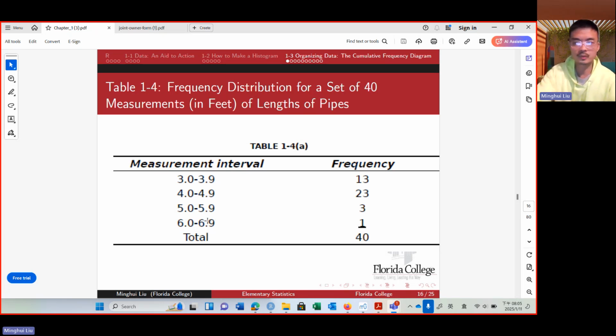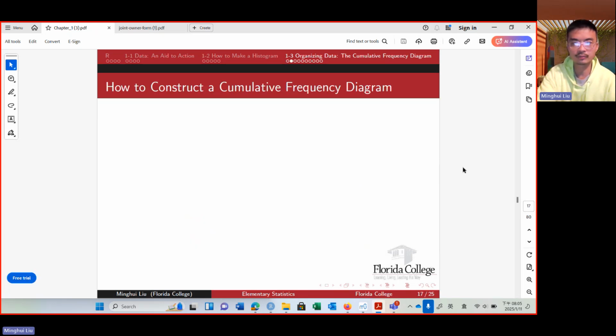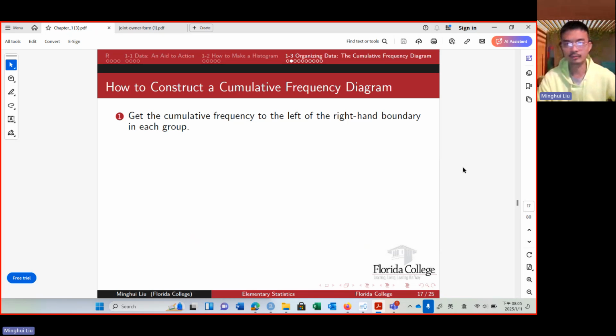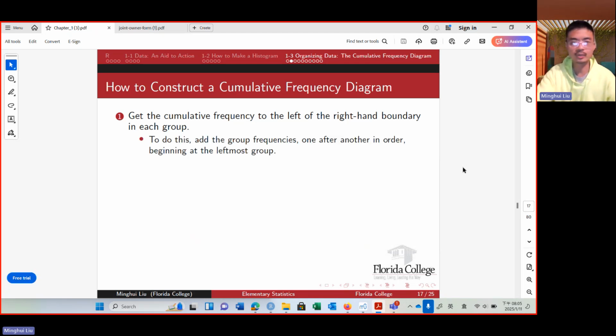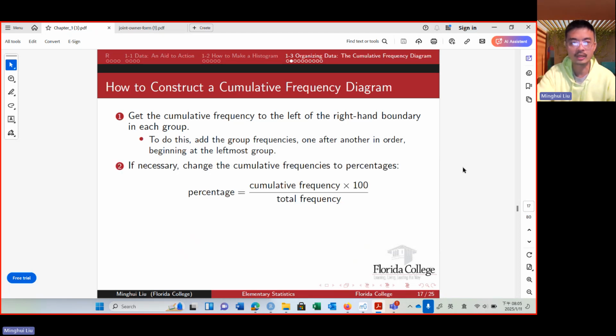On the other hand, we also have other ways of visualizing it. First of all, let's introduce the cumulative frequency diagram. The steps of creating the cumulative frequency diagram would be, first of all, we calculate the cumulative frequency to the left and right-hand boundary in each group. To do this, we're going to add the group frequencies one after another in order, starting from the leftmost group.